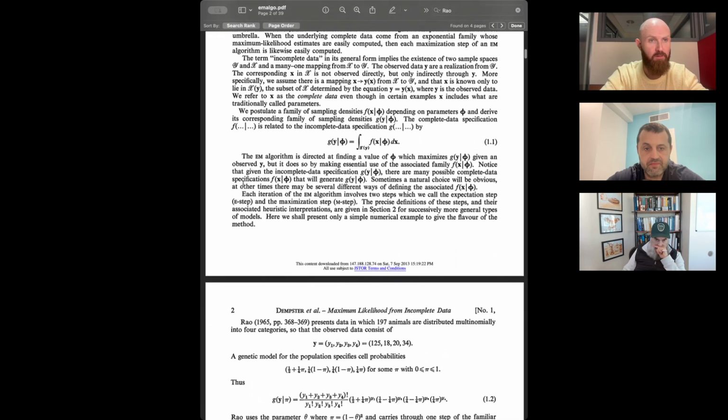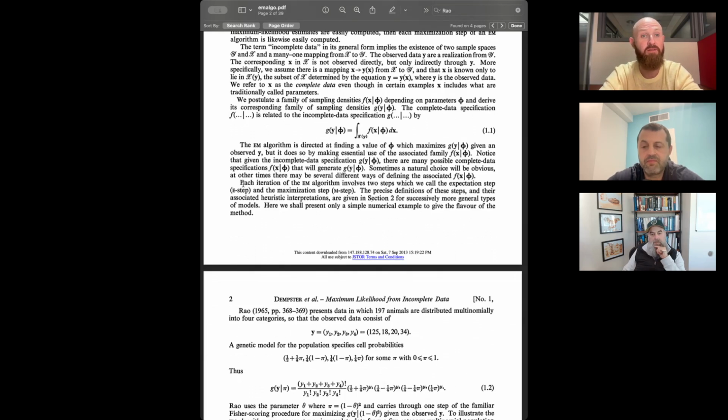Okay. And then they say, the term incomplete data in its general form implies the existence of two sample spaces, Y and X, and a many-to-one mapping from X to Y. The observed data y are a realization from capital Y, and the corresponding x in capital X is not observed directly. So here, when they say x and y, they mean x is the complete data, and y is maybe a subsampling of it, or something that is like x but missing, right? So if you have y plus something else, you get x, right? That's how I get it.